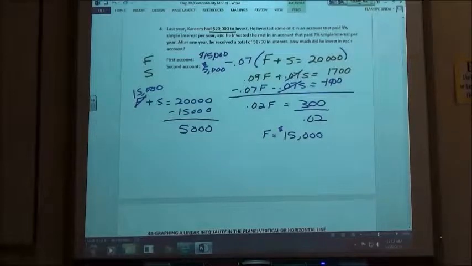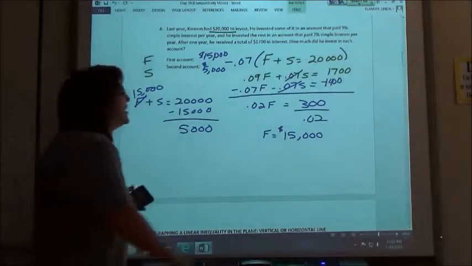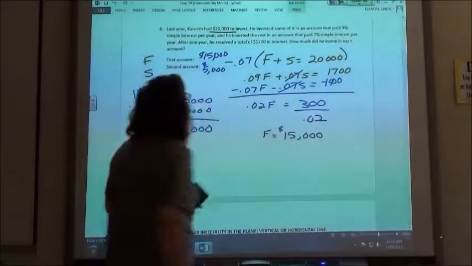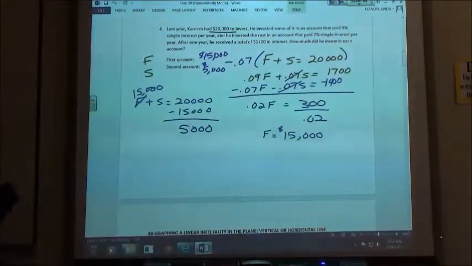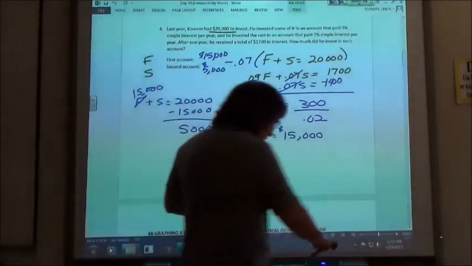So if I take 9% of 15,000 plus 7% of 5,000, yep, that's what I got for that answer, I should have $1,700 if I just quickly check it out by plugging it in here. And sure enough, it does. So that's the last of the word problems, but not quite the last of your section.